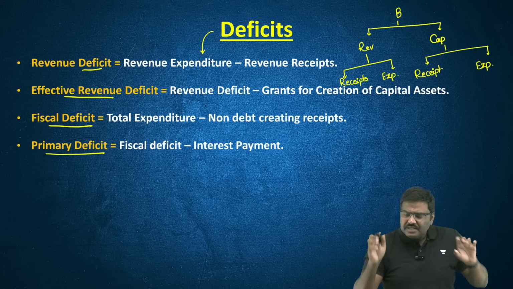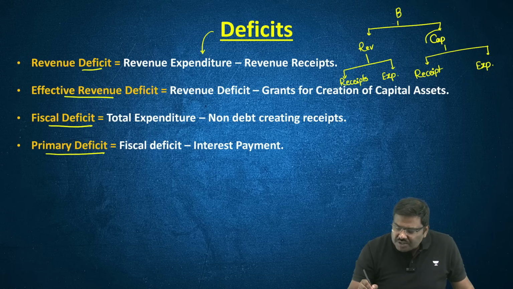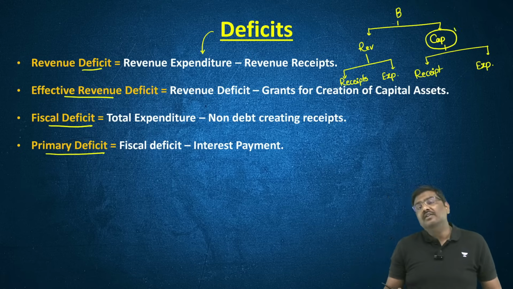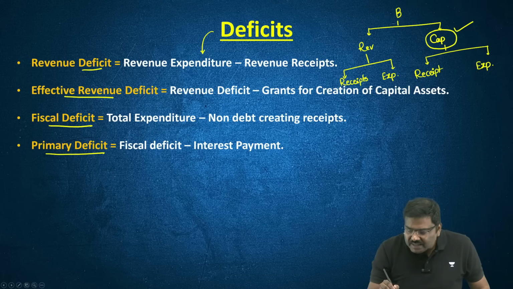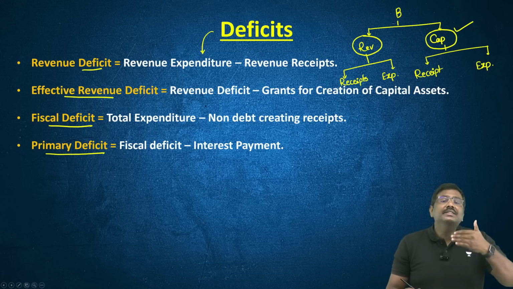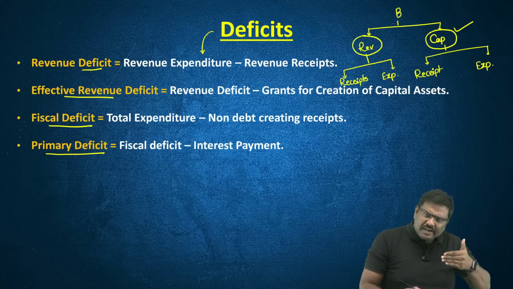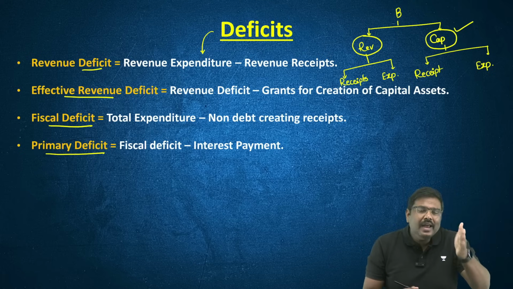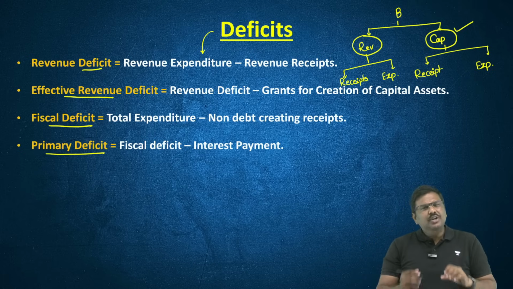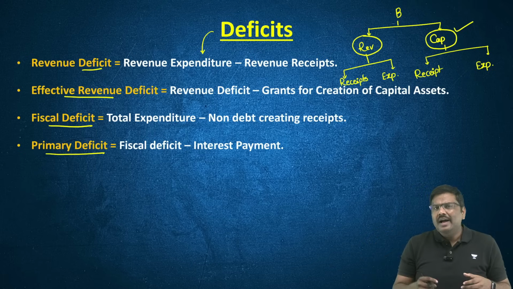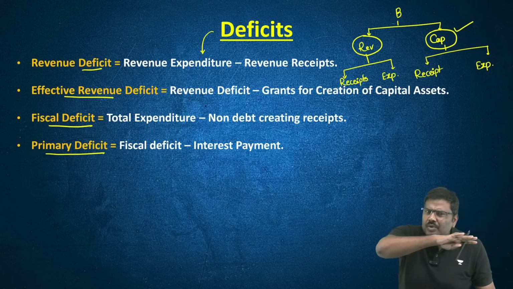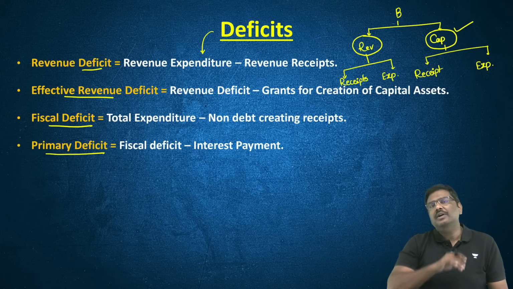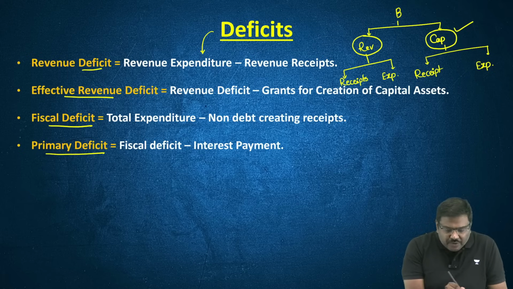Basic difference is there is always a change in terms of assets and liabilities in the capital side of the budget. Whereas in case of revenue side of the budget, these are generally the incomes collected or expenditures incurred during the day-to-day activities of the government. And under this, there is absolutely no change in the assets or the liabilities of Government of India. So, first one is revenue deficit.